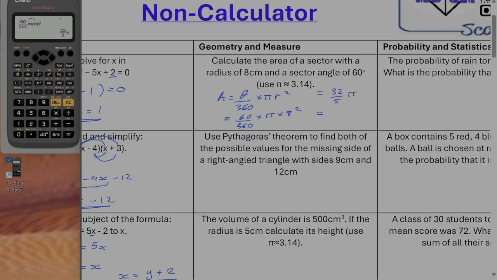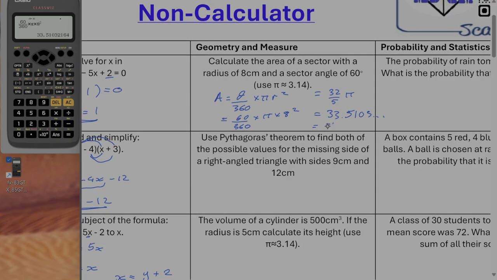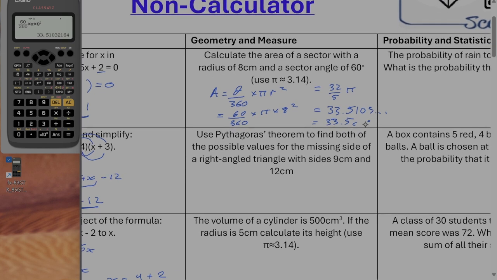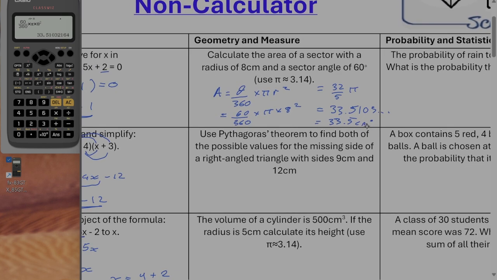and then using pi as a decimal, 33.5 dot dot dot. Show that I've not rounded and then round. So I'm going to go 33.5 centimeters squared. So let me write. There we go.